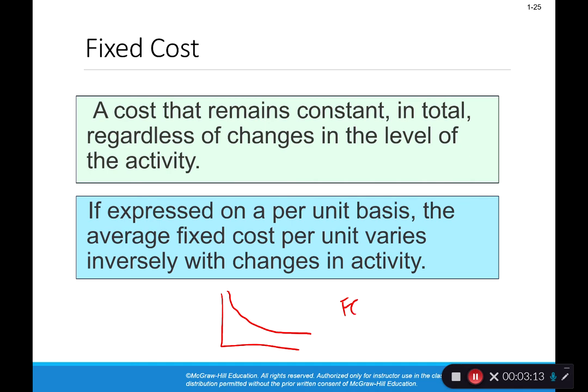So this is what the fixed cost per unit is going to look like. This is dollars and this is quantity. The more I eat, the lower my cost per bite becomes. So though the rent of my factory might be a constant amount in total for the month, the more units I make, the more I'm able to spread that cost over those units, thus reducing the fixed cost on a per unit basis.